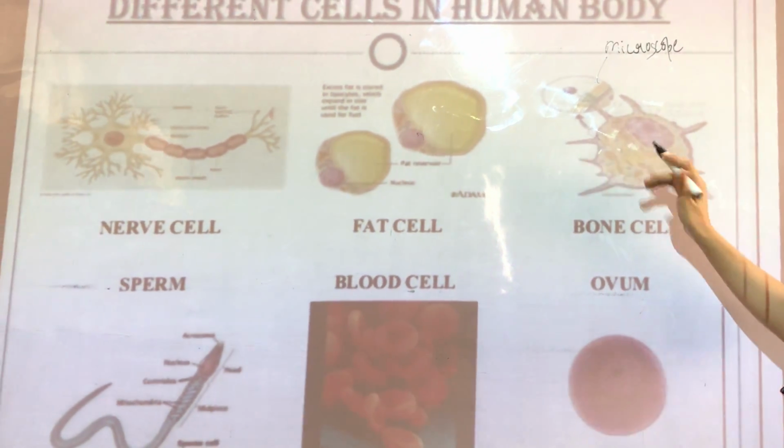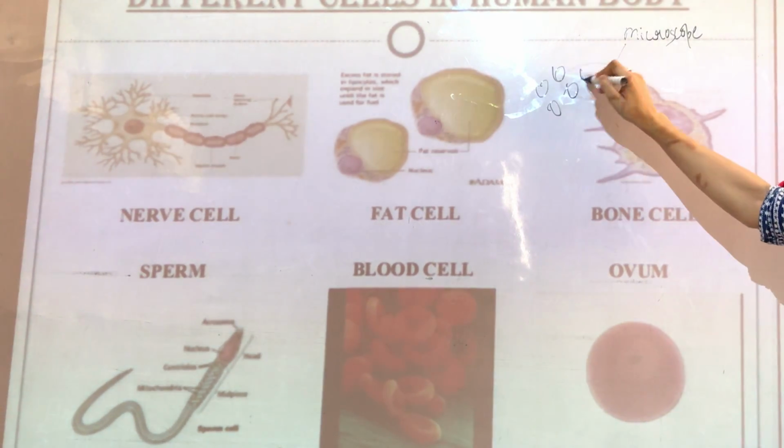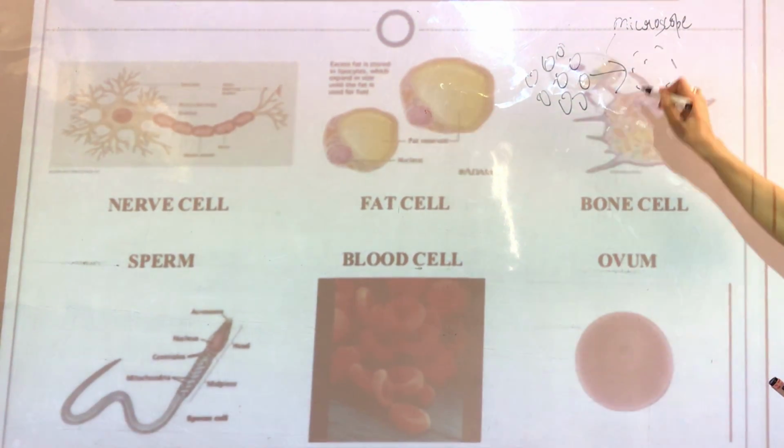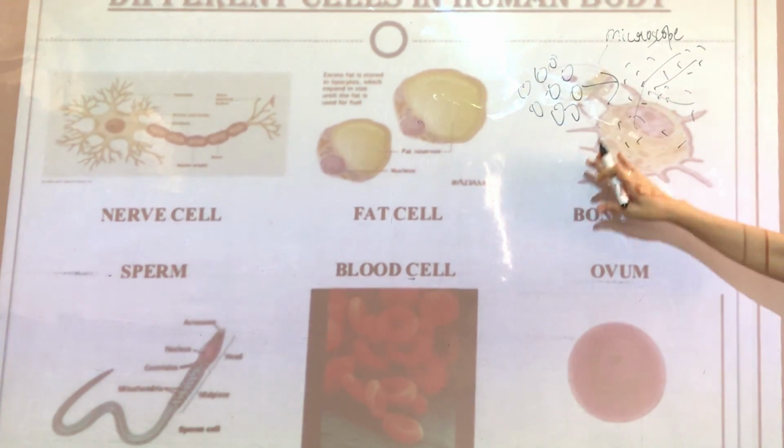And it is not such that only one bone cell is present in your body. There is a group of bone cells which combine together to form a tissue, and these tissues combine together. These are the tissues. They combine together and they form bones.